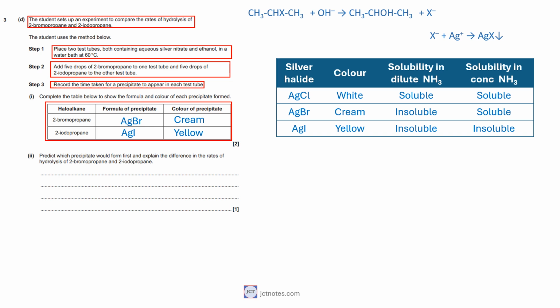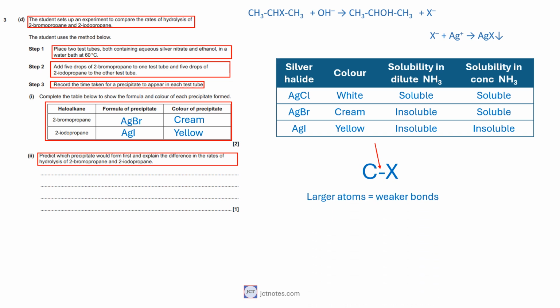In the second question, we are asked to predict which precipitate would form first and explain the difference in the rates of hydrolysis of 2-bromopropane and 2-iodopropane. The experiment looks at how easily the bonds between carbon and the halogen in 2-bromopropane and 2-iodopropane break. The bond strength depends on the size of the halogen atom. Larger atoms make weaker bonds.